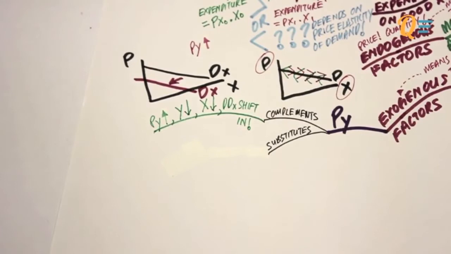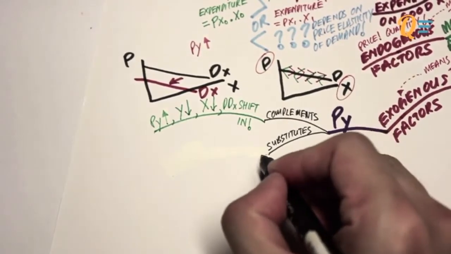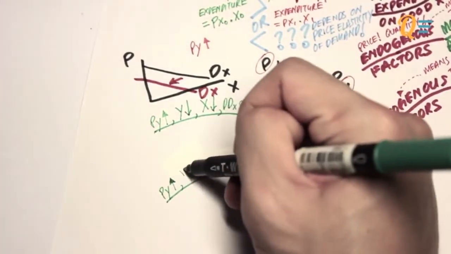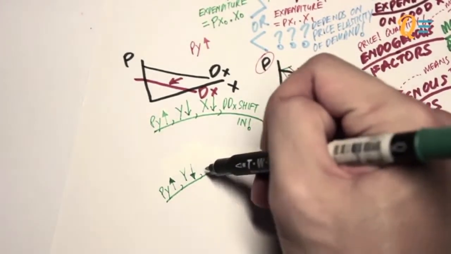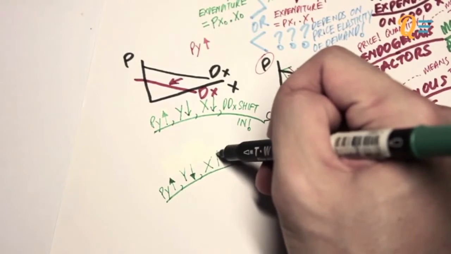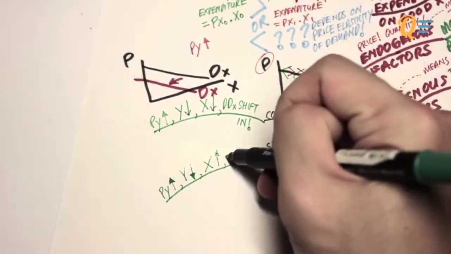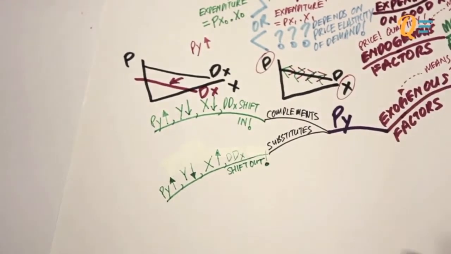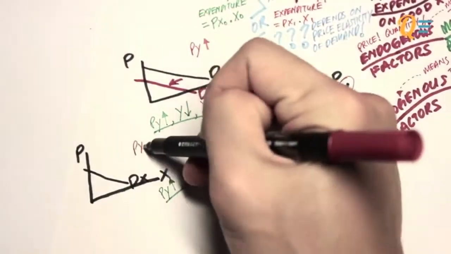So let's say X and Y are substitutes. If, again, the price of Y were to increase, according to the law of demand, the quantity demanded of Y will decrease. And then because they are substitutes, the demand for X is going to increase, and then the demand curve for X is going to shift outwards, just like the graph that is shown over here.